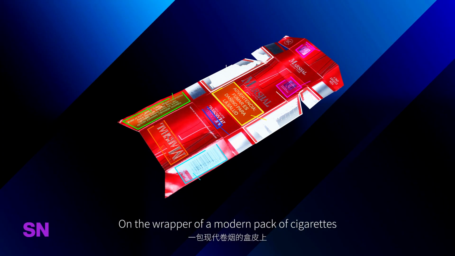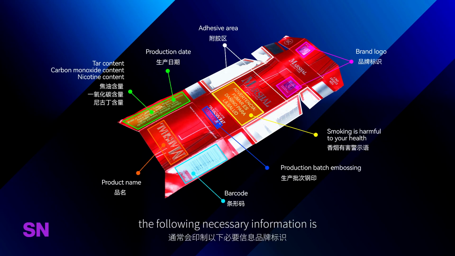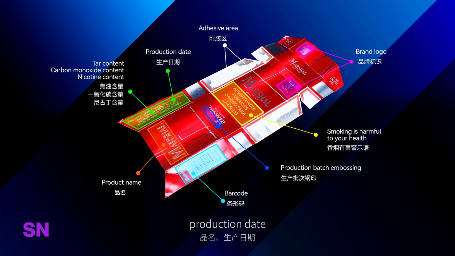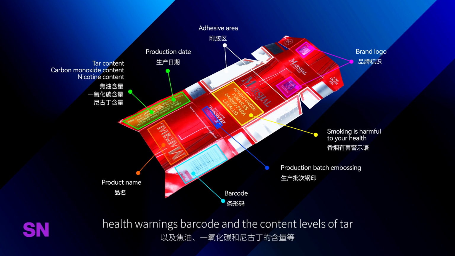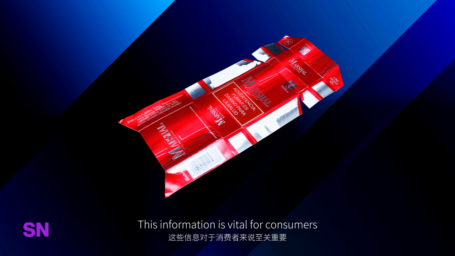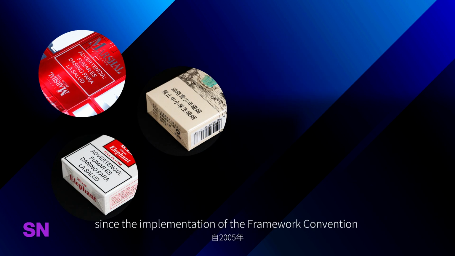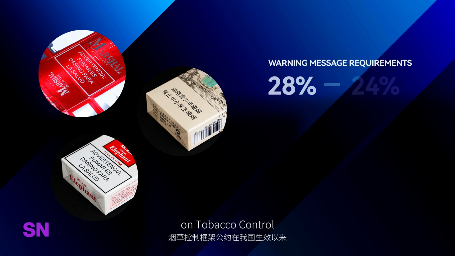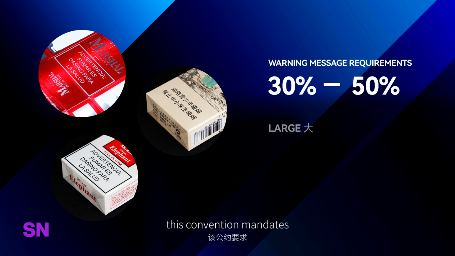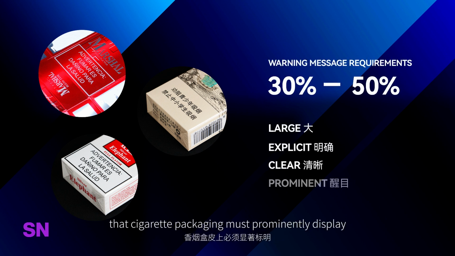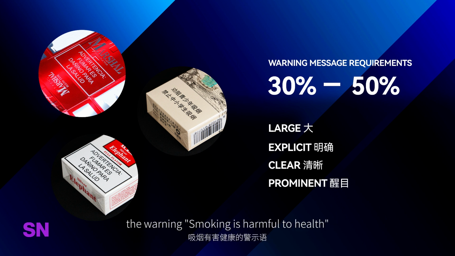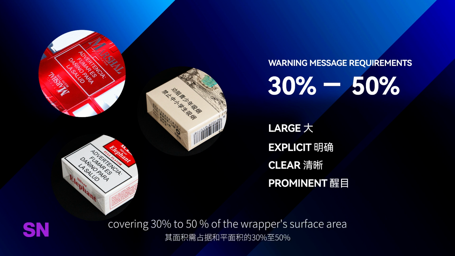On the wrapper of a modern pack of cigarettes, the following necessary information is typically printed: brand logo, product name, production date, health warnings, barcode, and the content levels of tar, carbon monoxide, and nicotine. This information is vital for consumers. Since the implementation of the Framework Convention on Tobacco Control in China in 2005, this convention mandates that cigarette packaging must prominently display the warning "smoking is harmful to health," covering 30% to 50% of the wrapper's surface area.